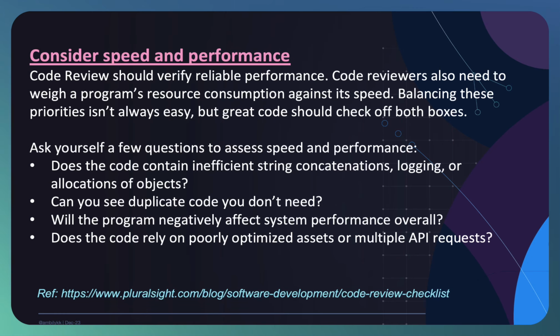Saying that, let us move back to the speed and performance checklist. So we looked at string concatenation, logging, allocation of objects, duplicate code, any kind of concurrency issues, and any kind of optimized assets or multiple API requests. So almost all these questions related to a code review in terms of speed and performance are addressed by Copilot.